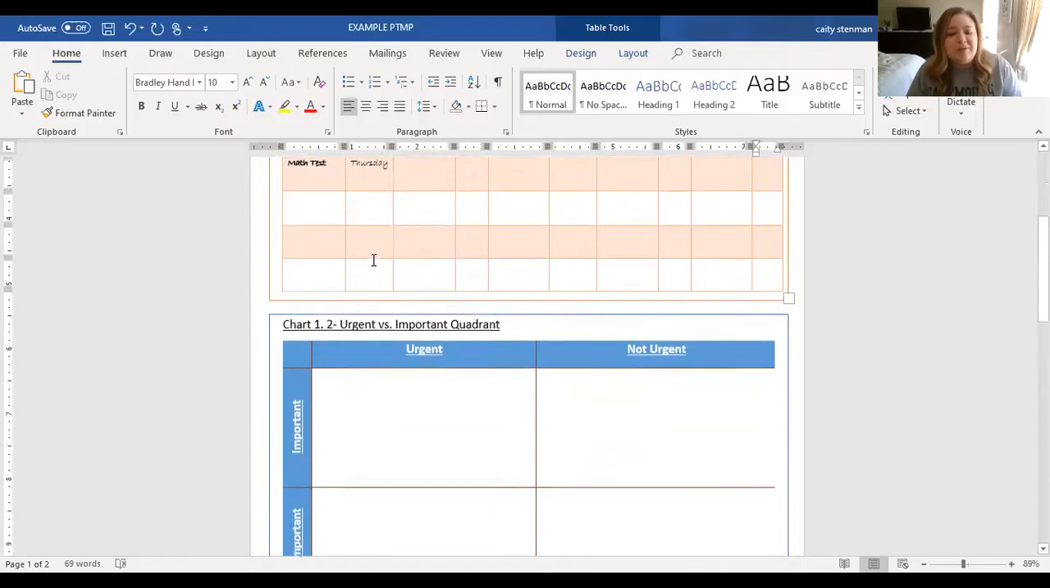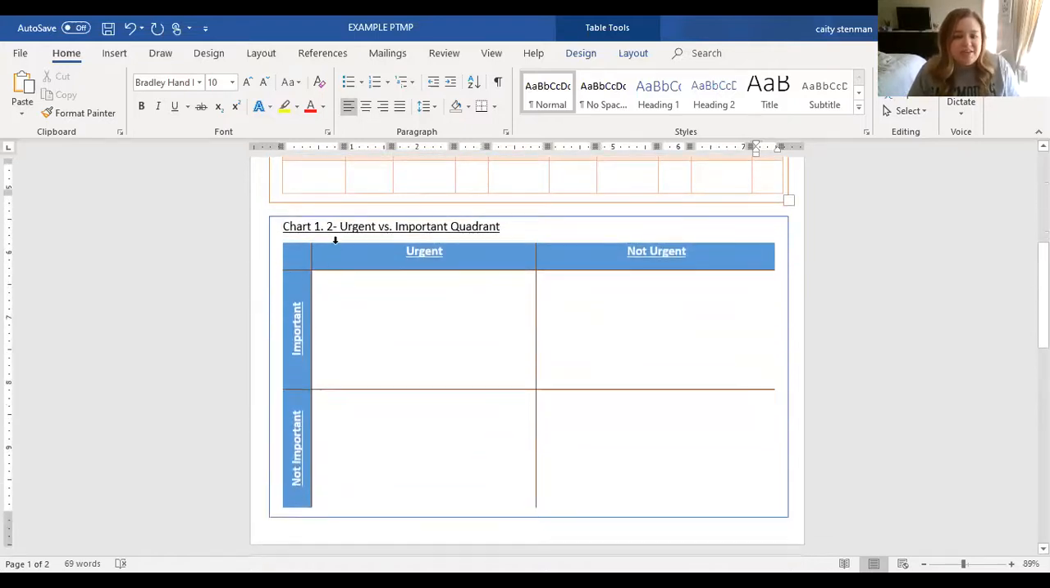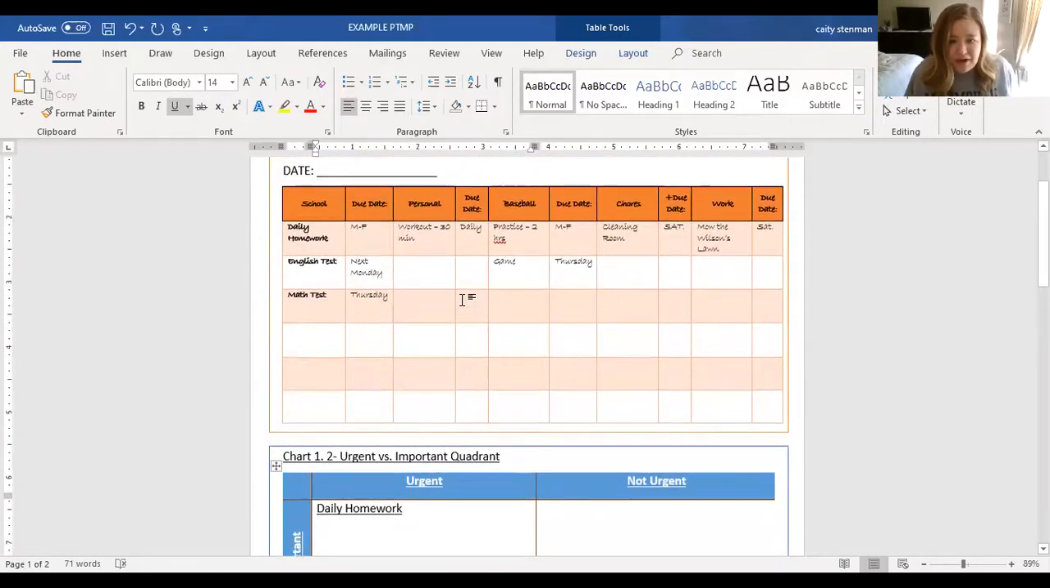Daily homework, where do we think that falls? We can start with asking, is daily homework important or not important? It's important. Okay, so we know it's going to be in one of these two. What about urgent? Is it urgent or not urgent? It is urgent, right? Most likely it is due tomorrow, so that has a deadline. Daily homework, due tomorrow. Okay, let's do one more together, and then you're going to do the rest.